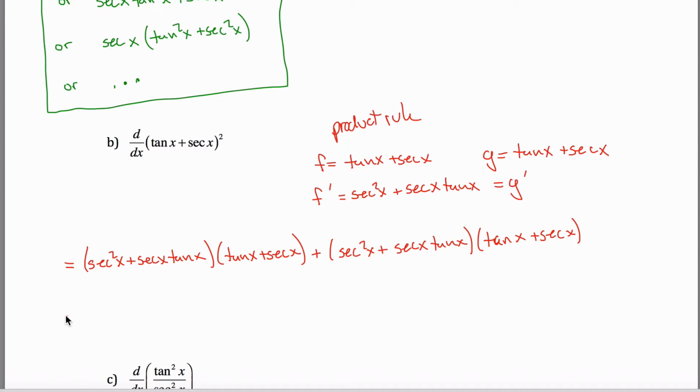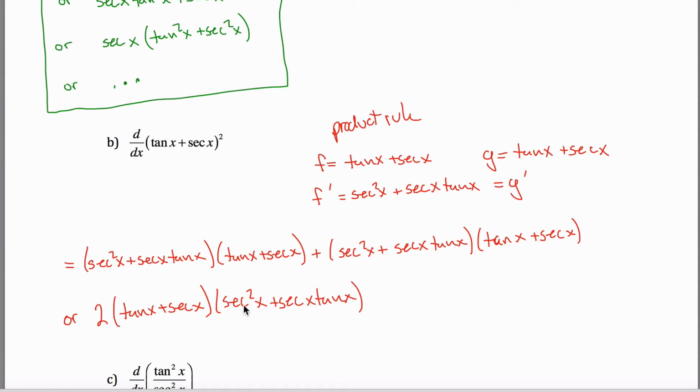Or you might recognize that this term and this term are the exact same. So I've got two of these things. I have two of these, tangent of x plus secant of x times secant squared x plus secant of x tangent of x things.